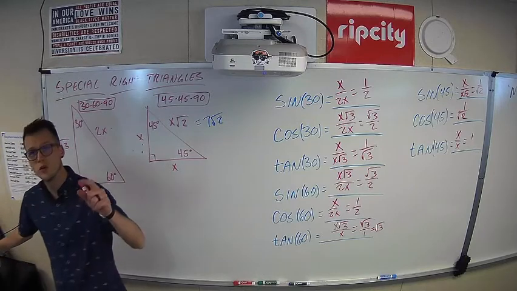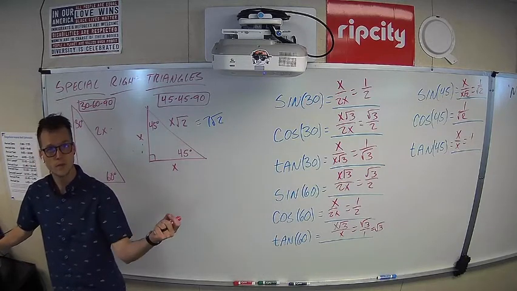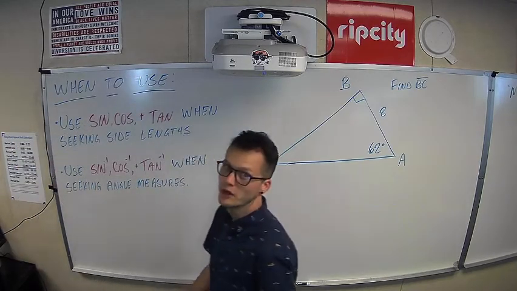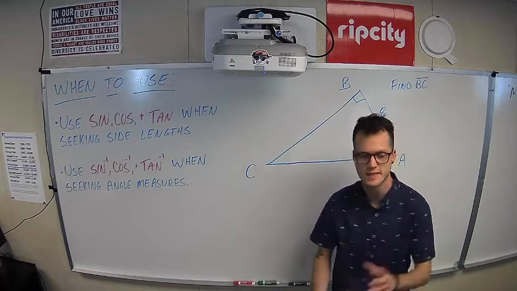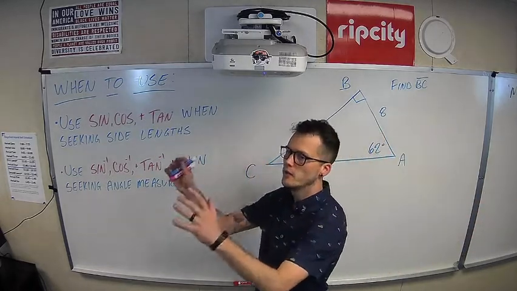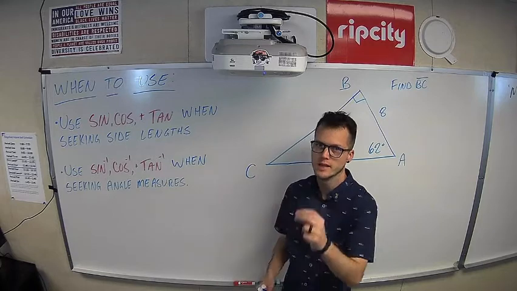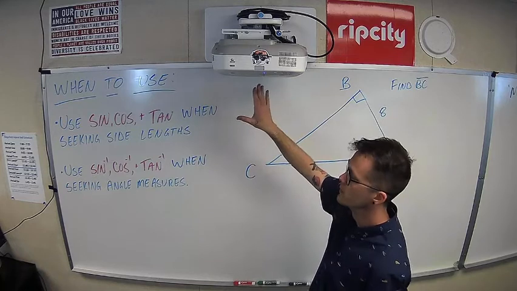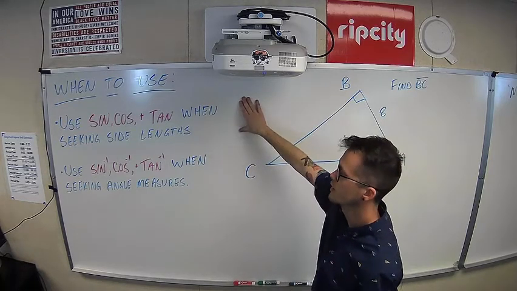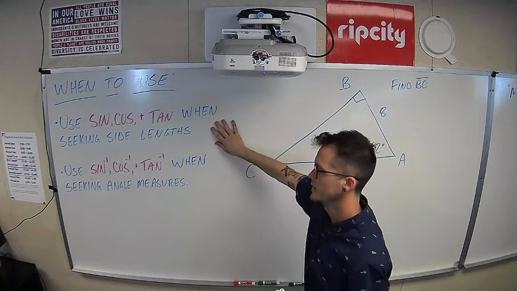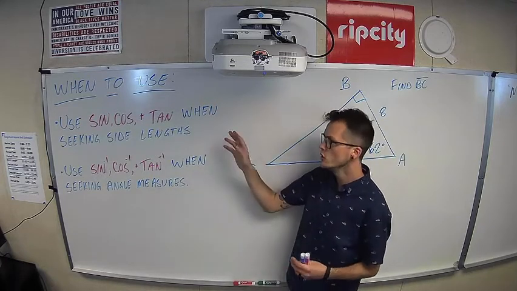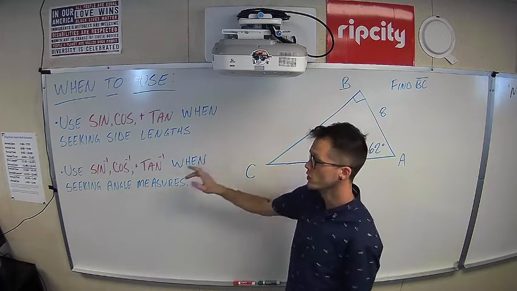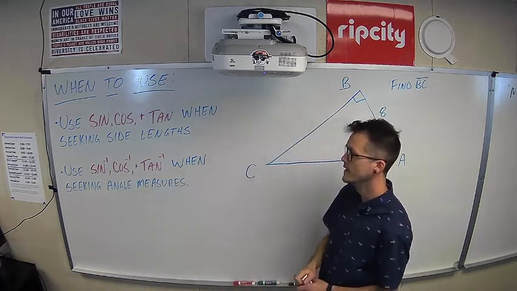The next thing I'm going to show you is when to use trig functions, the standard trig functions, and when to use inverse trig functions. Okay, a common question is, how do I know when to use the sine, cosine, tangent functions, and how do I know when to use the inverse sine, inverse cosine, inverse tangent functions? This next part should answer those questions. So, when to use each one? Well, use the standard sine, cosine, tangent when seeking side length. So if your objective is to find a side length, you are going to use sine, cosine, or tangent. If you're trying to find an angle measure, you're going to use the inverse sine, inverse cosine, or inverse tangent.